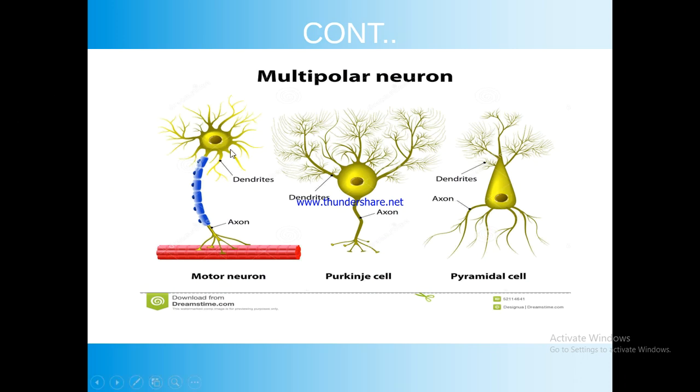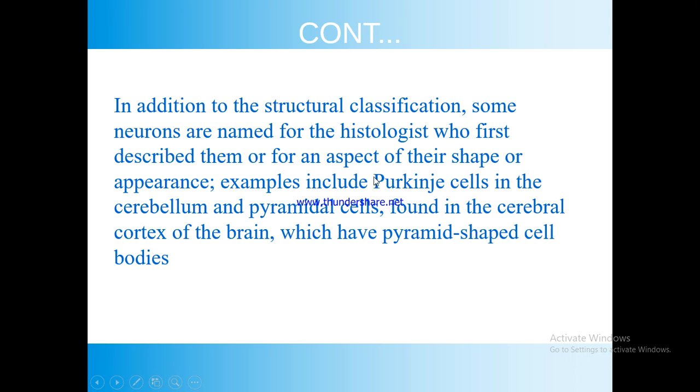Multipolar neurons, these are the different types. This is the motor neuron, and Purkinje cells. You can see the Purkinje cells. It has many dendrites and one axon. It is a type of multipolar neuron. And pyramidal cells, pyramidal shaped cells. This is of the shape of a pyramid. Again, it has many dendrites. Purkinje cells are found in the cerebellum, and pyramidal cells are found in the cerebral cortex of the brain.